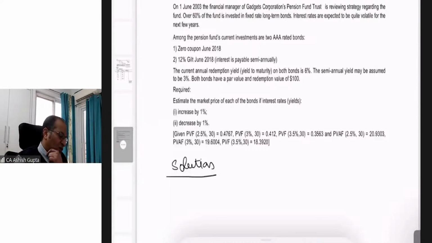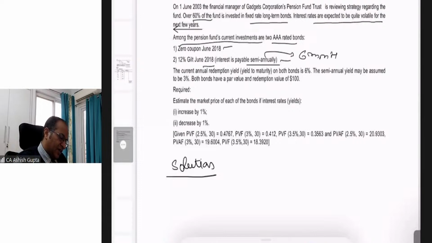The question says: on 1st January 2003, the financial manager of Gazettes Corporation Pension Fund Trust is reviewing the strategy regarding the funds. Over 60% of funds are invested in fixed rate long-term bonds. Interest rates are expected to be quite volatile for the next few years. Among the other pension funds, the current investments are in AAA rated bonds. First is a zero coupon bond, and a 12% yield bond, payable at maturity in June 2018. The interest is payable semi-annually, semi-annually means 6 months.